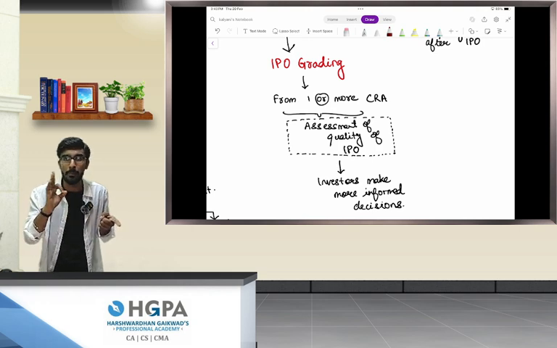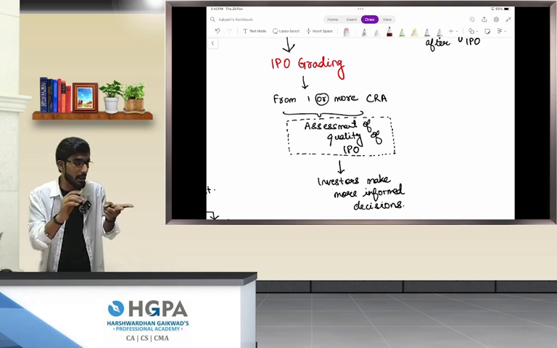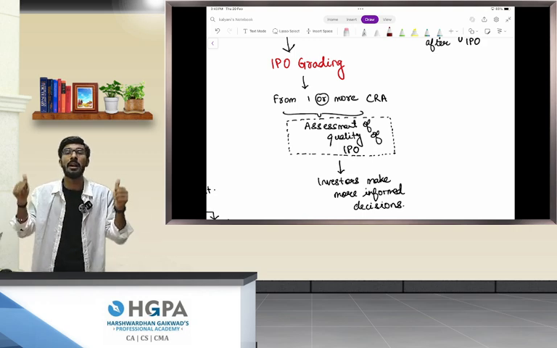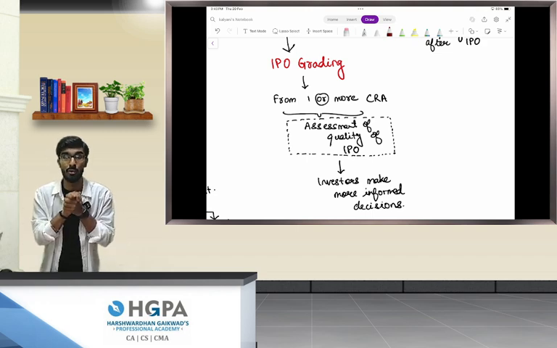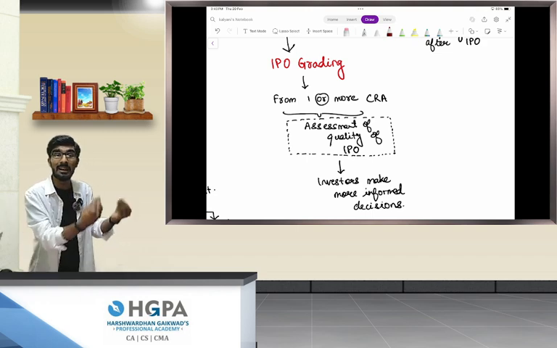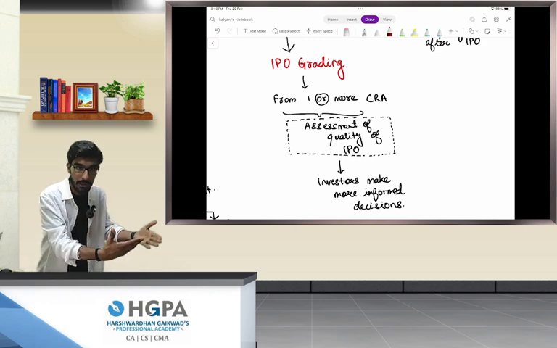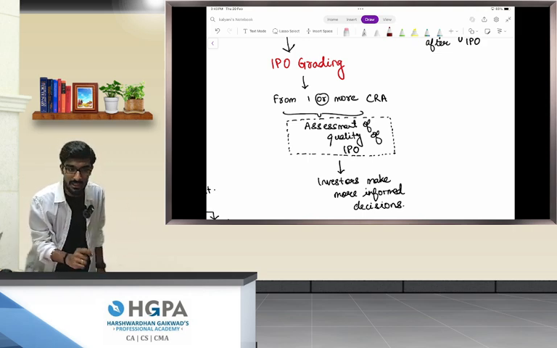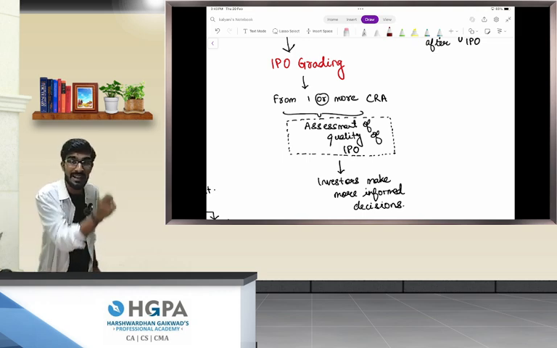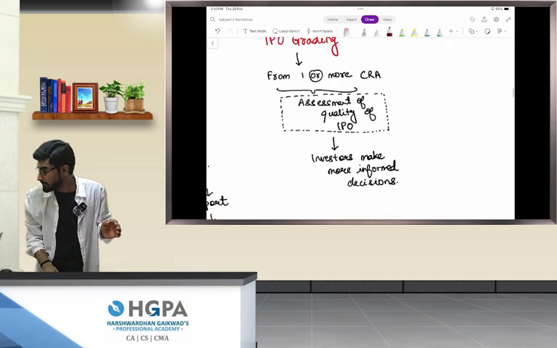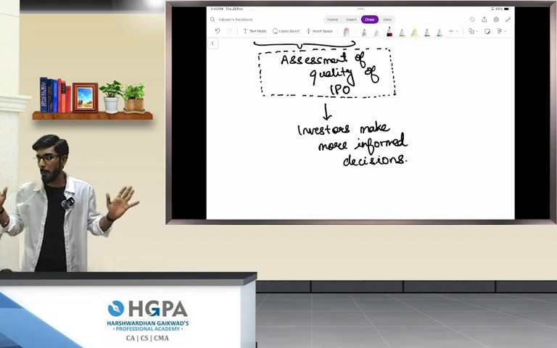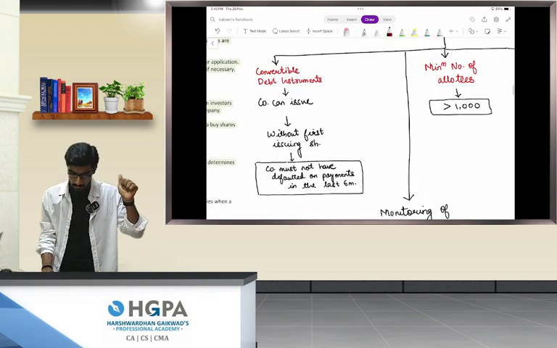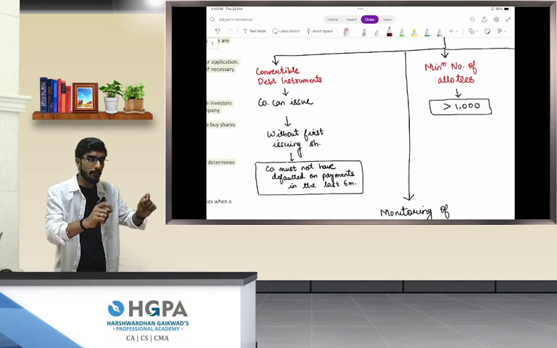If it is 1, that means the IPO is very poor, and the public should not purchase shares. If it is 4, the public should purchase shares. It is a good IPO. If it is 5, then it's a fantastic IPO. The public should purchase shares. There is no risk involved. So basically, to gain the trust and confidence of the public, companies appoint one or more credit rating agencies, which make a detailed assessment of the IPO so that investors can make informed decisions. Clear? Perfect.